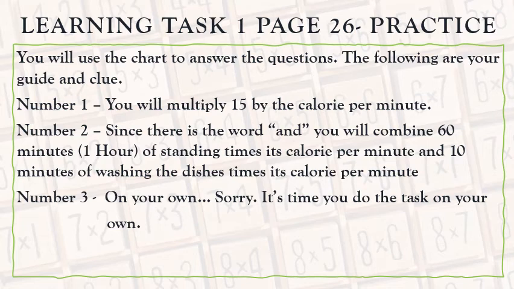Number 1, you will multiply 15 by the calorie per minute. Number 2, since there is the word and, you will combine 60 minutes, 1 hour, of standing times its calorie per minute and 10 minutes of washing the dishes times its calorie per minute. Number 3, on your own. Sorry. It's time you do the task on your own.